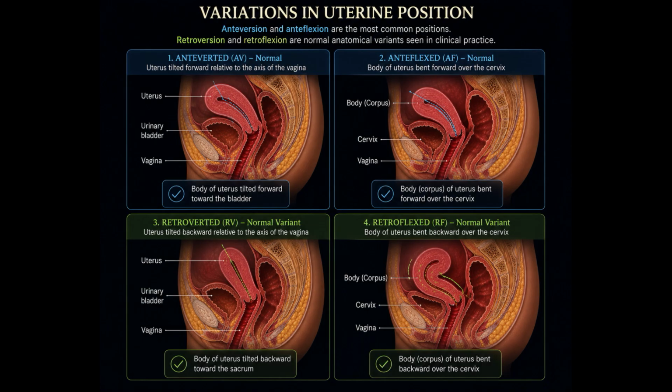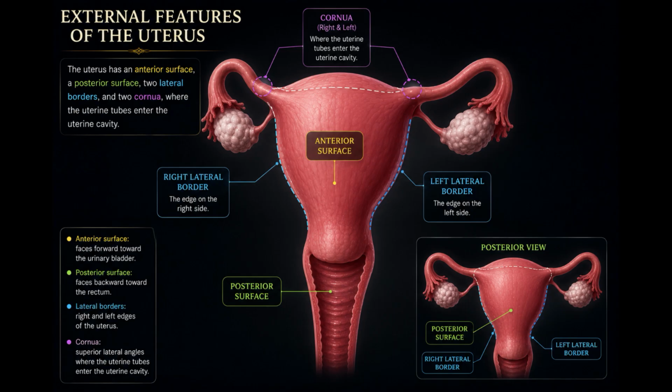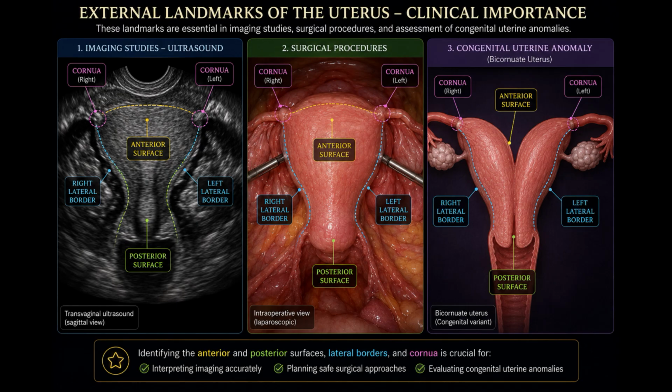Although anteversion and anteflexion are considered the most common positions, variations such as retroversion and retroflexion are also normal anatomical variants and are encountered in clinical practice. Moving on to the external features, the uterus has an anterior surface, a posterior surface, 2 lateral borders, and 2 cornua, where the uterine tubes enter the uterine cavity. These anatomical landmarks become important during imaging studies, surgical procedures, and the assessment of congenital uterine anomalies.